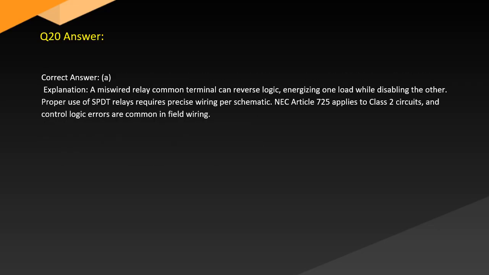Answer. Correct answer: A. Explanation. A miswired relay common terminal can reverse logic, energizing one load while disabling the other. Proper use of SPDT relays requires precise wiring per schematic. NEC Article 725 applies to Class 2 circuits, and control logic errors are common in field wiring.